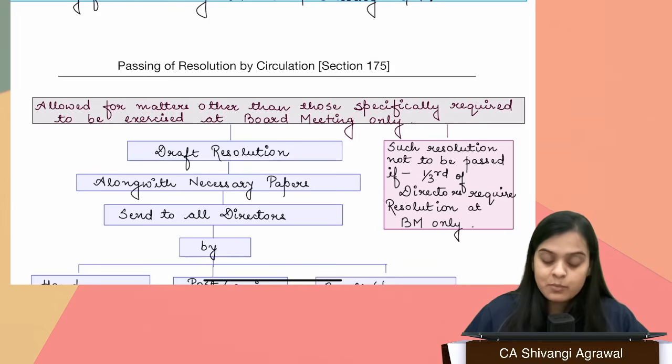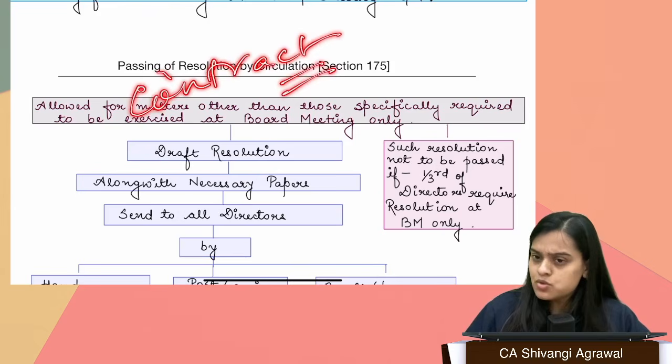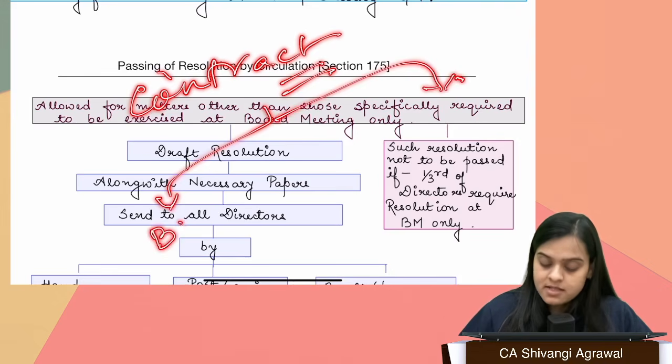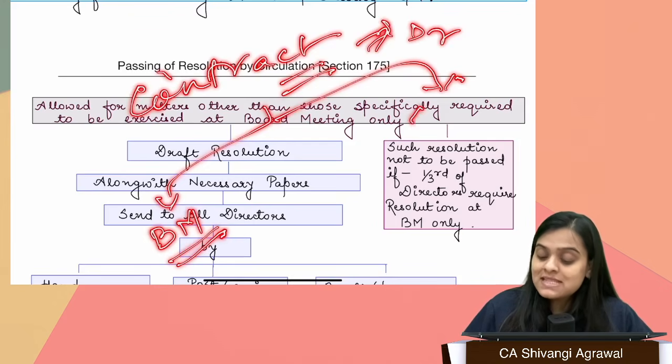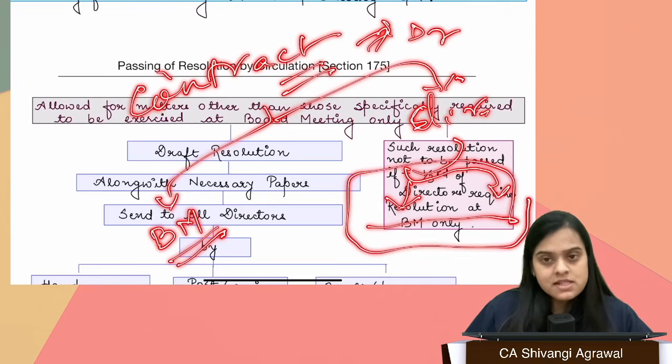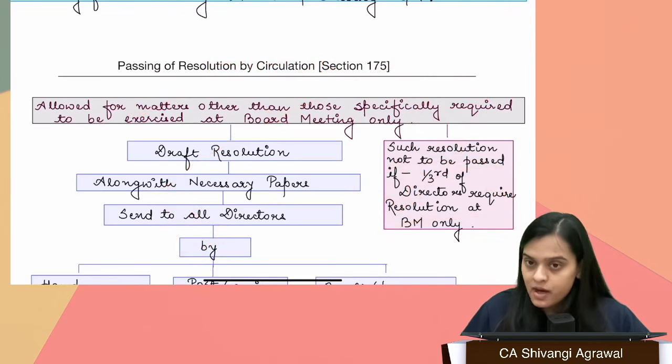Let me take any example. You have to enter into a contract. You have to discuss it with the directors and resolve whether you should enter into this contract or not. There are two ways to do this. One is to call the board meeting, all of them will come, attend physically or virtually, and then you decide. Or else draft a resolution, send it to all the directors, and they will accord their assent or dissent. Yes, we should, no, we shouldn't. If the majority gives the assent, the resolution is deemed to be passed. That is resolution by circulation.